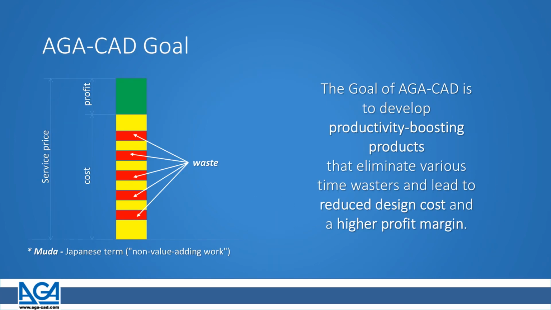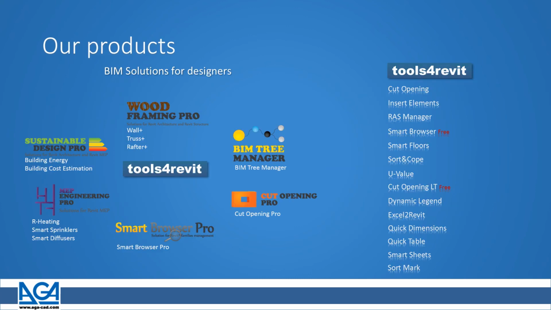The main goal of AGACAD is a lean design process for our customers. We look for mudas, which is non-value adding work in English, in day-to-day work, and develop productivity and efficiency boosters for our clients that save millions of dollars each year. We have a wide variety of solutions for different field professionals. As you can see, it covers almost all areas, such as structural engineering, project management, MEP, sustainable solutions, and other helpful tools.